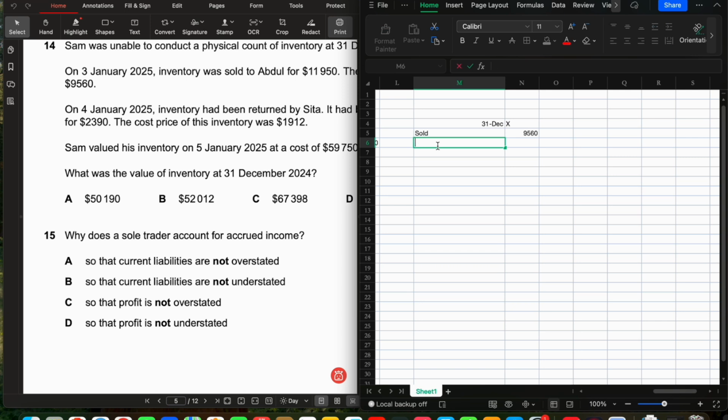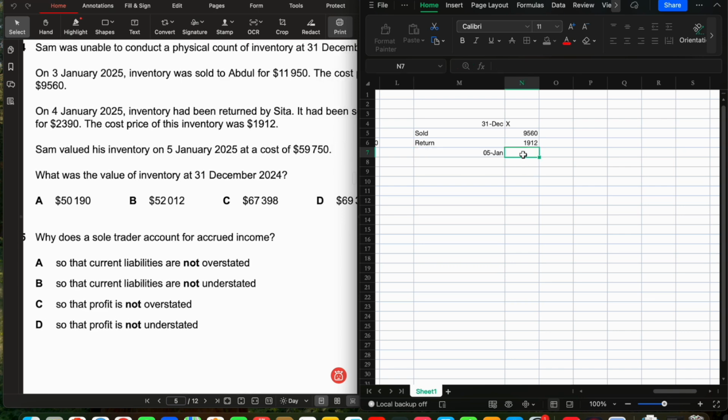Okay, and then on 4th, Sita returned product, and then the returned amount is 1,912. Okay, so after all this, the value of inventory on 5th January is calculated as 59,750. Okay, so now let's go in a reverse process.